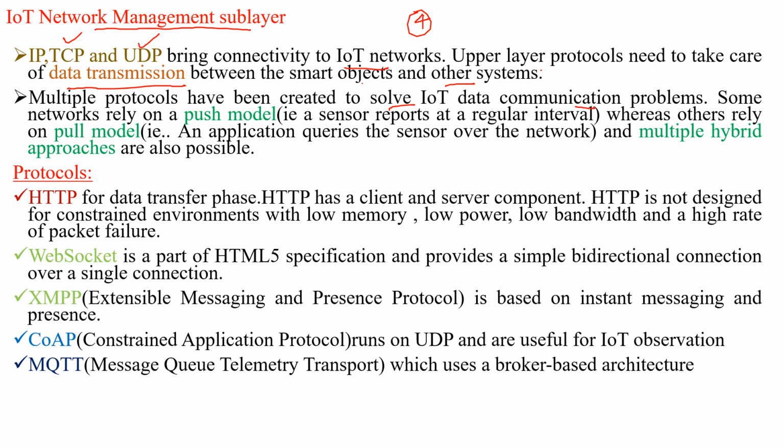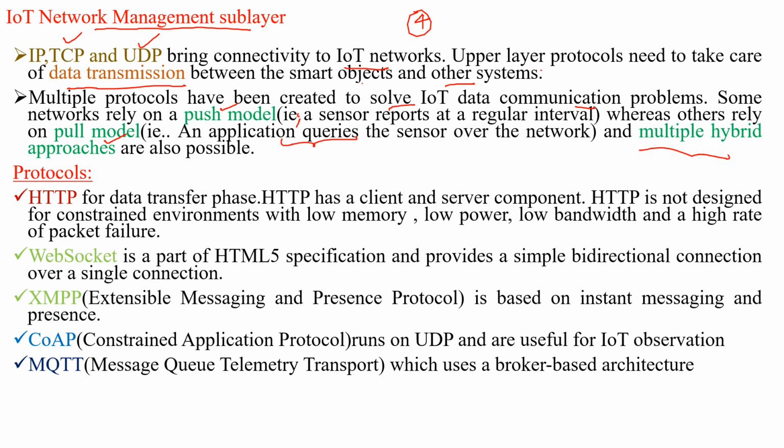Mainly there are two models. One is called the push model and the other one is called the pull model. Push model means a sensor reports at a regular interval, whereas pull model means an application will query. The application queries the sensors over the network. A combination of these two, called hybrid approaches, is also possible.